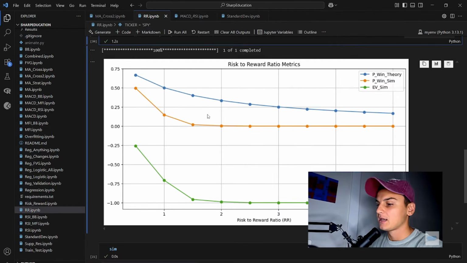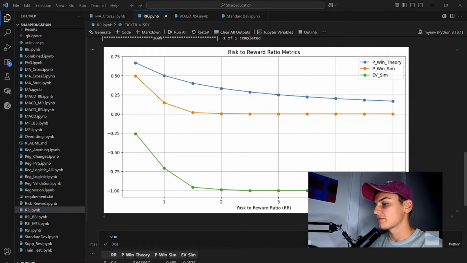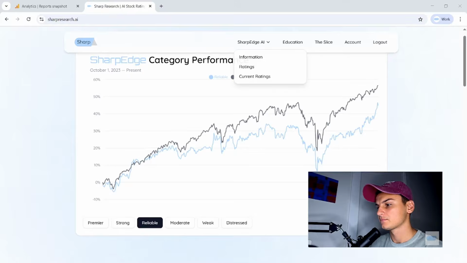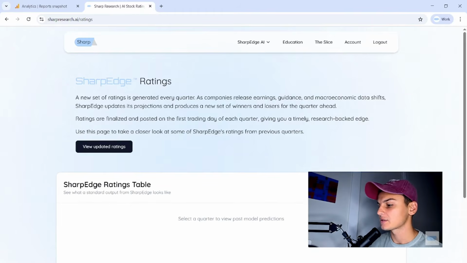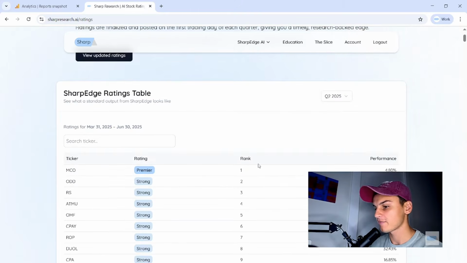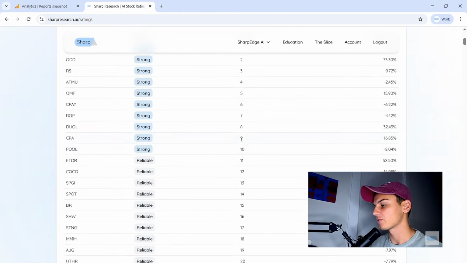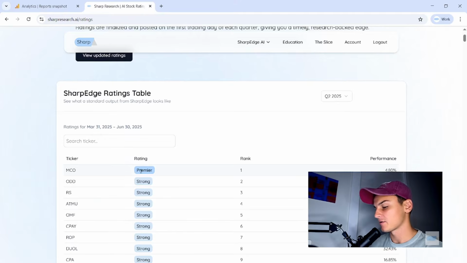So I just buy and hold all of the stocks provided by SharpEdge at the beginning of the quarter. Let me show you what that looks like. If we go to previous ratings and just click on any quarter, I'll do the second most recent so I don't show you guys the proprietary stuff. You can see that these stocks receive higher ratings and they do well on average, and the lower ratings do poorly. So these ratings are given to the stocks at the beginning of the quarter, and all I do is just hold the top 10 for the 3 months that they are listed each quarter.